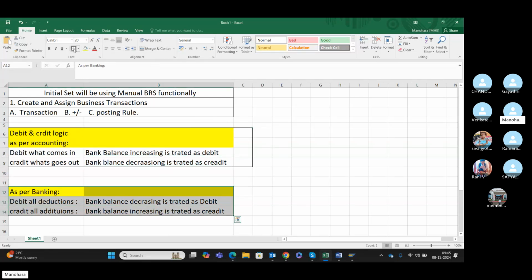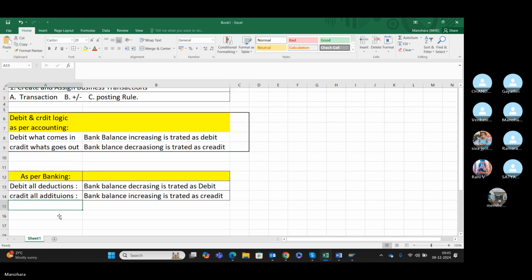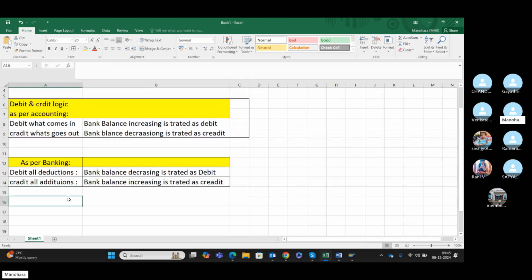So don't get confused here. Whenever you find tomorrow morning's BRS from the bank statement, the accounting rule is different and the banking rule is different. So it's quite opposite. Whenever you download a bank statement online, don't get confused. Debit is opposite for everything as per accounting. Whenever you check for bank reconciliation, the user may get confused, you may also get confused, I also get confused, but don't get confused here. This is opposite.